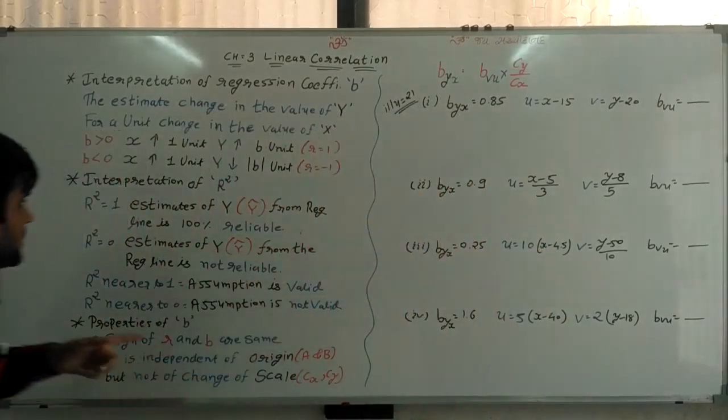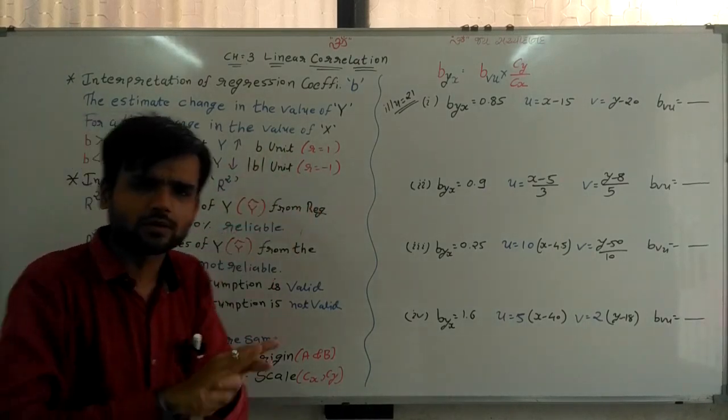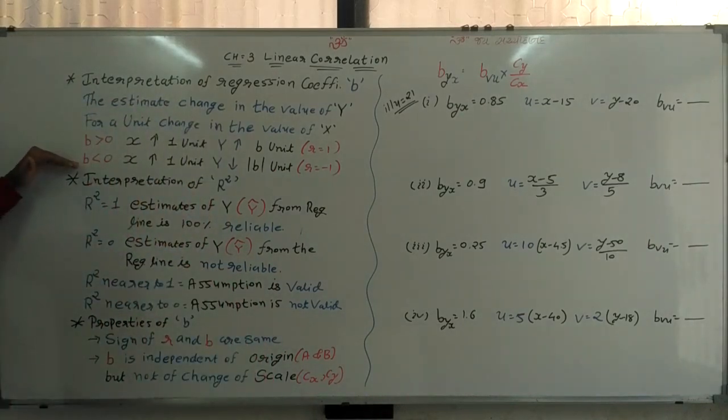So the simplest rule: b positive, r is equal to 1. B negative, r is equal to minus 1. That's it. So that is the interpretation of the regression coefficient b.